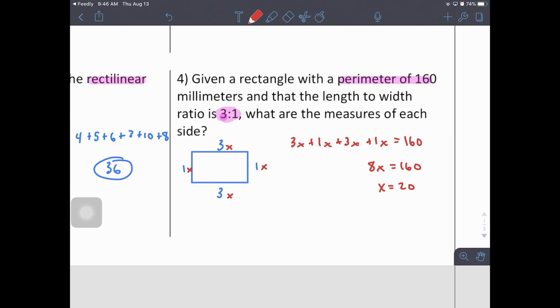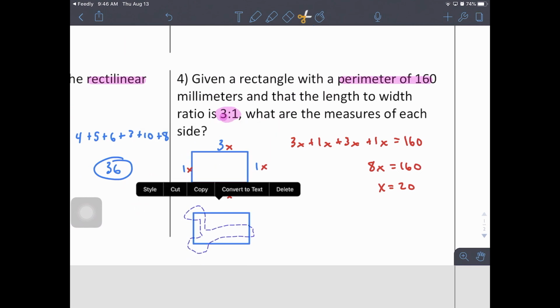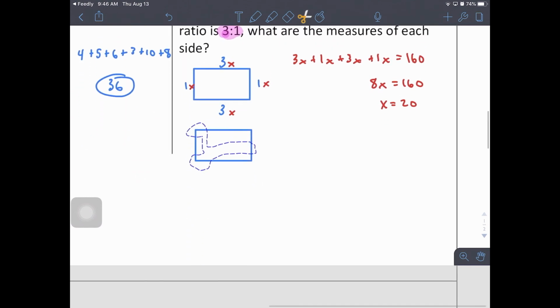That actually will then give a new rectangle, right? 3 times 20 is 60. 20 times 1 is 20. So side lengths of the rectangle are 60 and 20.